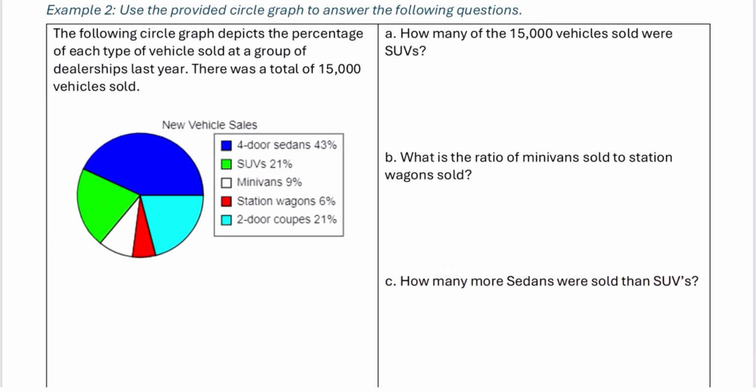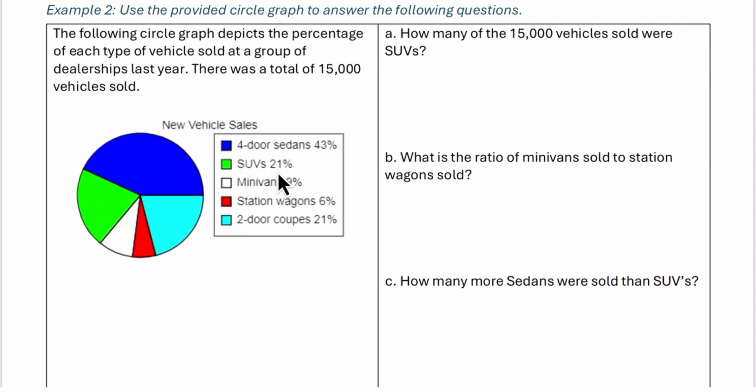In example 2, the following circle graph depicts the percentage of each type of vehicle sold at a group of dealerships last year. There was a total of 15,000 vehicles sold. Notice we're given the types of vehicles in this list. Part A, how many of the 15,000 vehicles sold were SUVs?